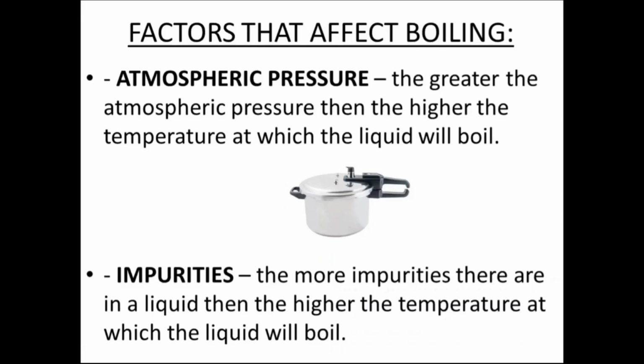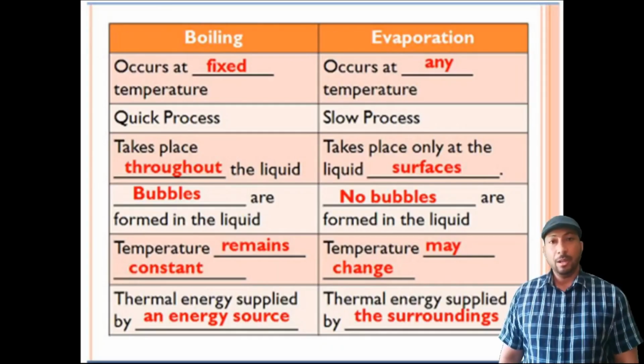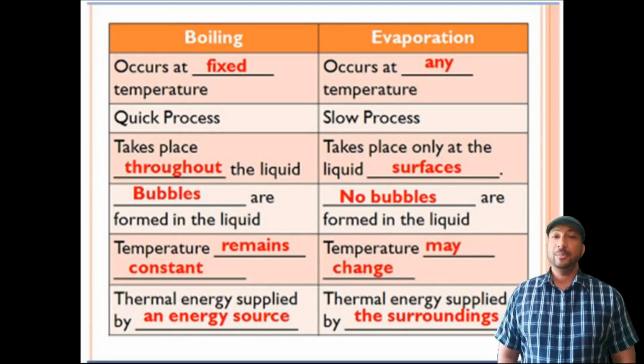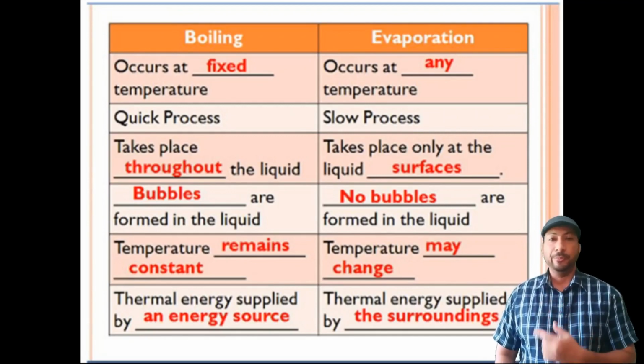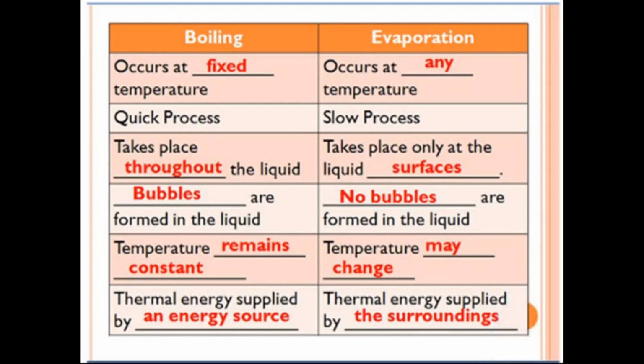The more impurities there are in a liquid, the higher the temperature at which the liquid will boil. Let's compare boiling and evaporation. Boiling occurs at a fixed temperature. So for example, pure water at standard atmospheric pressure will boil at 100 degrees Celsius. Meanwhile, evaporation occurs at any temperature. So evaporation can occur if the temperature is 10 degrees Celsius, 50 degrees Celsius, 90 degrees Celsius, any of those.